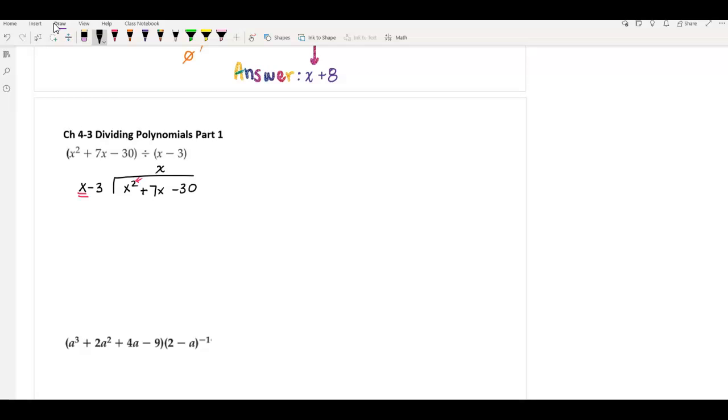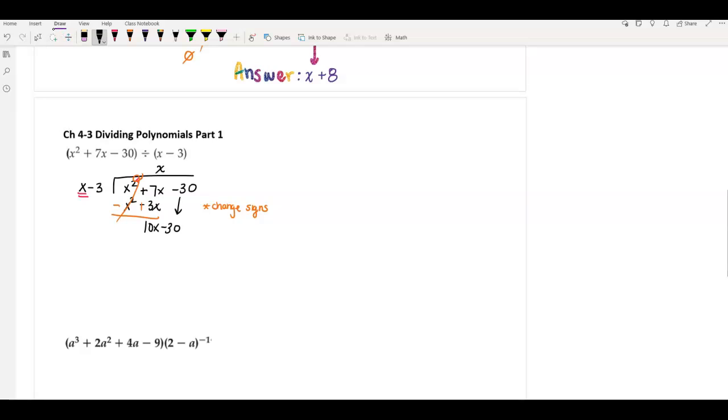Now we multiply the x times x, we get x squared. X times negative 3 gets us negative 3x. Once again, we need to change our signs. Positive x squared becomes negative, negative 3x becomes positive. These end up canceling. I get 7x plus 3x, which is 10x, and now I bring down the minus 30.